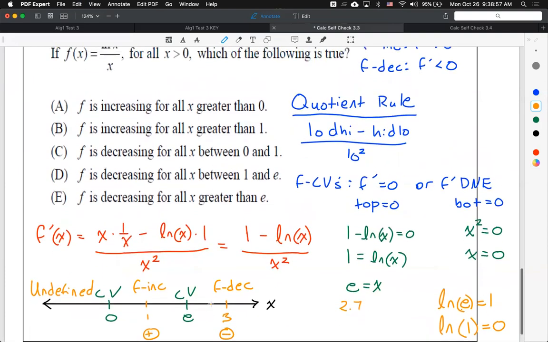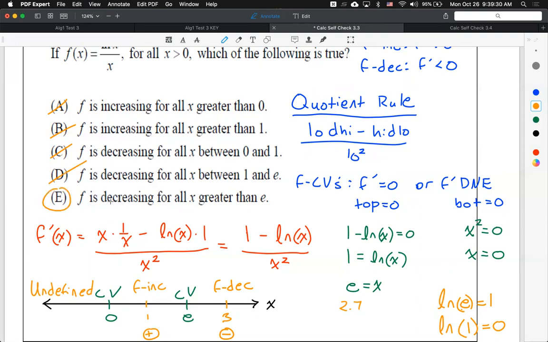Let's read A: F is increasing for all x greater than 0. No, because it starts decreasing after we hit e, so it's not A. B: F is increasing for all x greater than 1. Nope, that's not even close, because our critical value is e. C: F is decreasing for all x between 0 and 1. Again, 1 isn't a number that we care about. It's only 0 and e. D: F is decreasing for all x between 1 and e. Why are we talking about 1? 1 is not anything important. Okay, so it must be E.